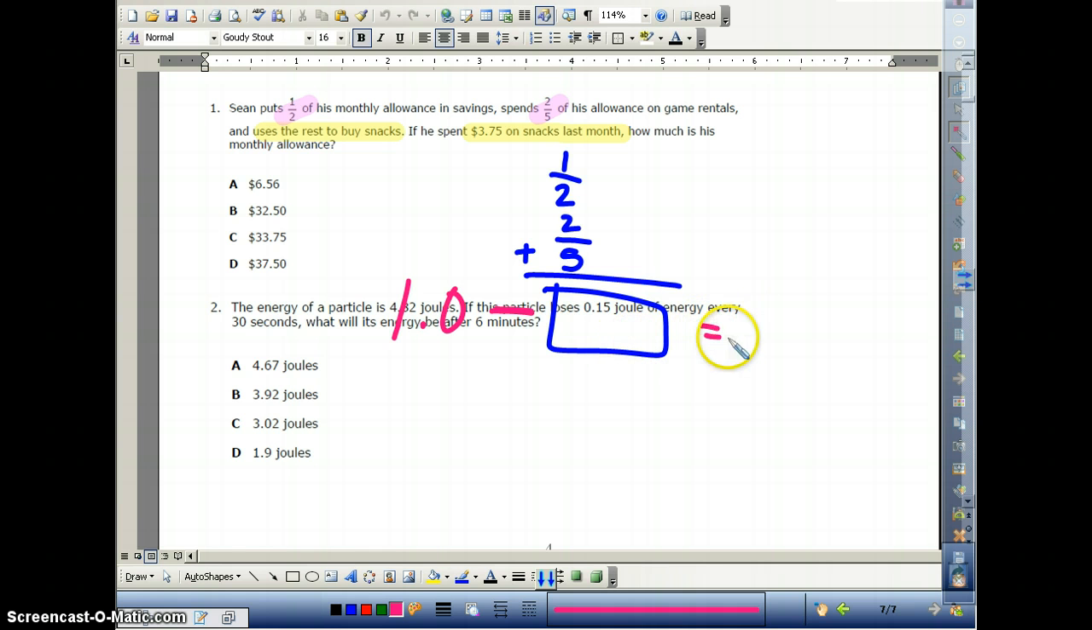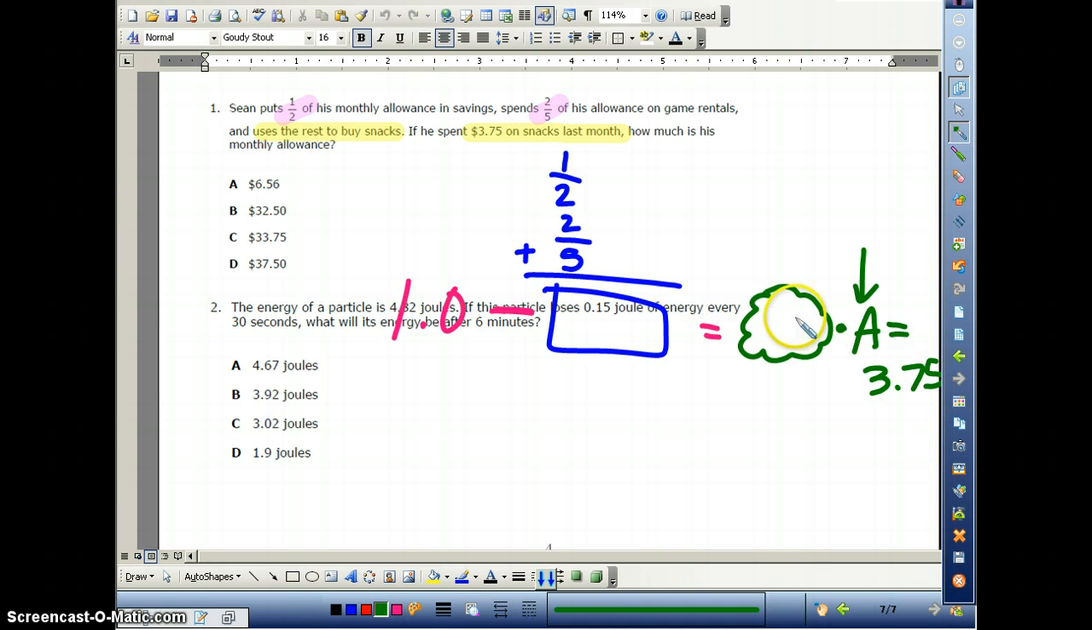So this fractional piece right here, I'm going to put it in a bubble. This is a fractional piece of his allowance, gave you the $3.75. So once you know what this number is, to get his allowance, you're going to take $3.75 and divide by whatever number's in that bubble. I know that sounds kind of complicated. We'll talk about it in class if you didn't understand my explanation. These questions, I told you, these are tough questions.